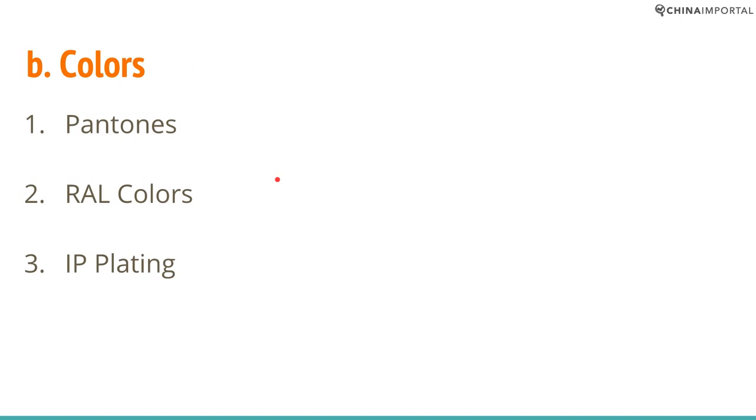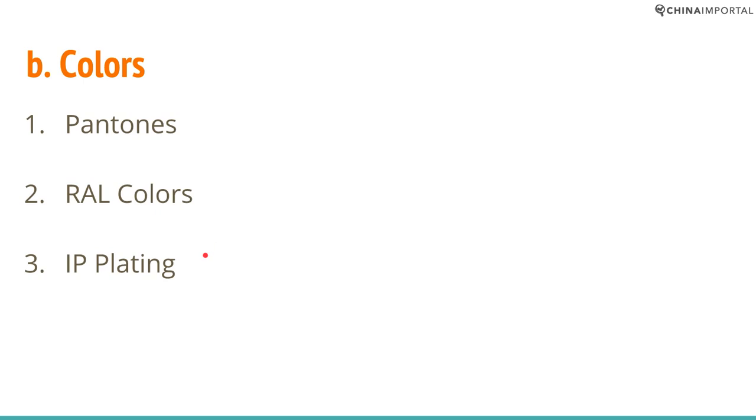Let's go to the next one, colors. This applies to plastics, to fabrics, other textiles, and to metallics. When it comes to fabrics or plastics, we use Pantones or RAL colors, two different color systems. This means that you need to provide a Pantone color code, like Pantone 420C blue, for example. And this means that your supplier knows exactly which one to go for. This is a system that basically everyone in manufacturing is referring to. Some suppliers use RAL. I don't know why, but it's quite rare.